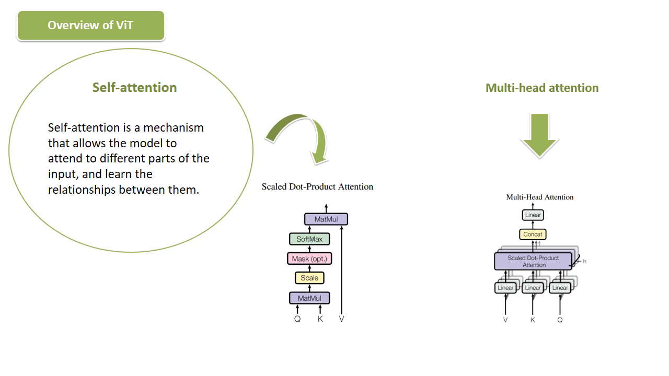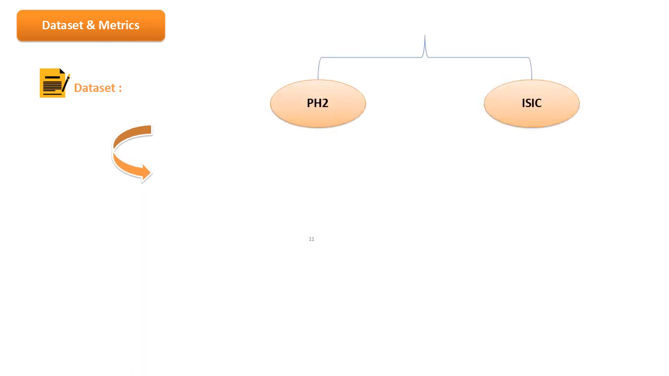Multi-head attention, of course, consists of several attention layers running in parallel. Now that we have discovered the architecture and the key components of the proposed architecture, which is ViT, let's discover the datasets used in this work and also the evaluation metrics.